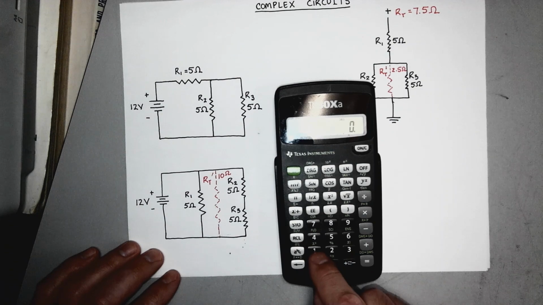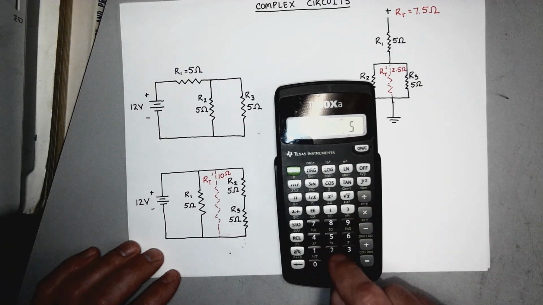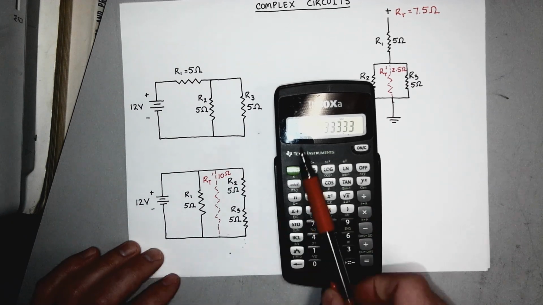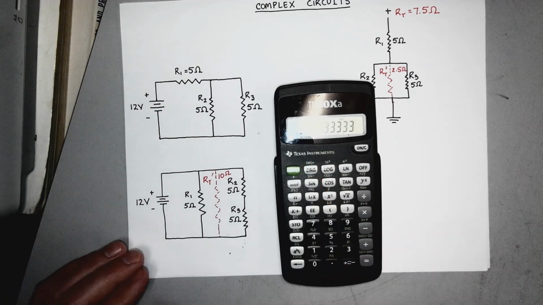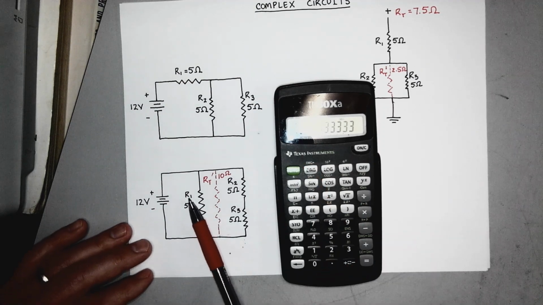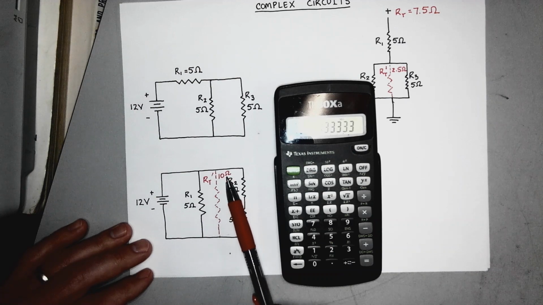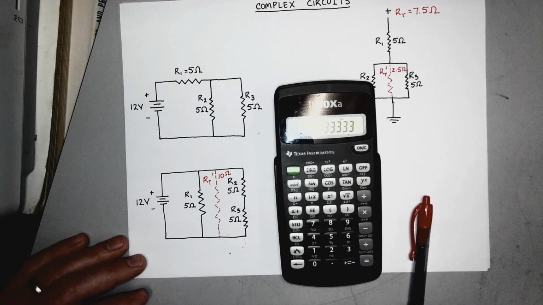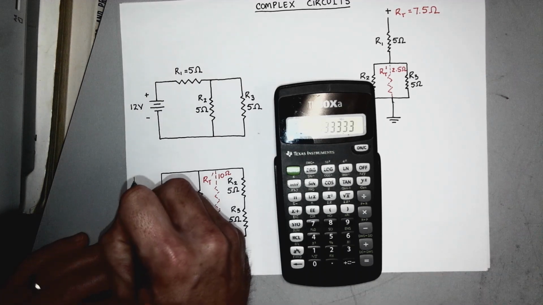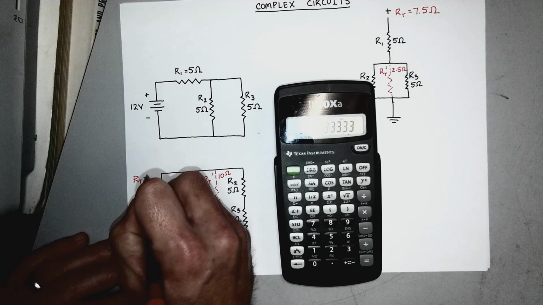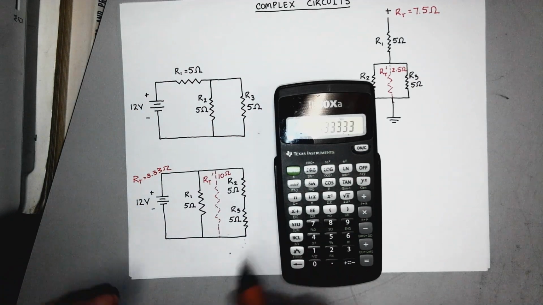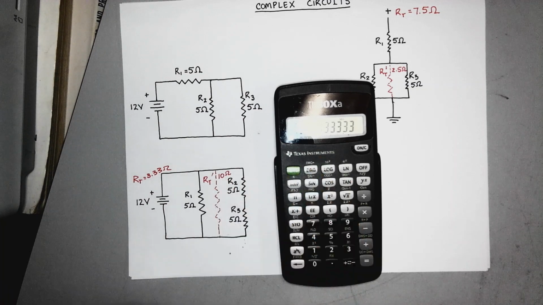So punch that into our calculator. We go 1 divided by 5 plus 1 divided by 10 equals, and then we're going to take the reciprocal of that, and that gives us an RT of 3.33. And all I did there was I took the reciprocal of 5 plus the reciprocal of 10, and then took the reciprocal of that value, and I came out with an RT of 3.33. And so RT is 3.33 ohms.